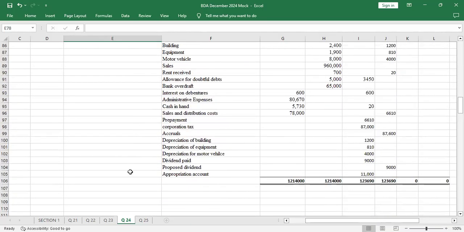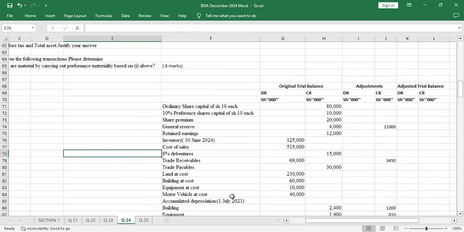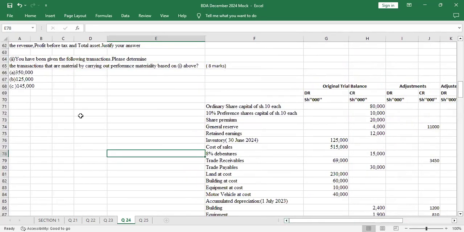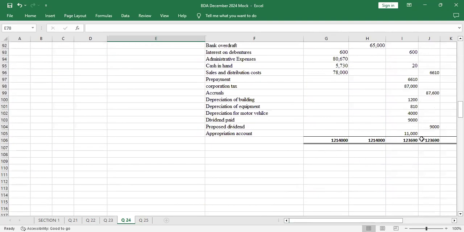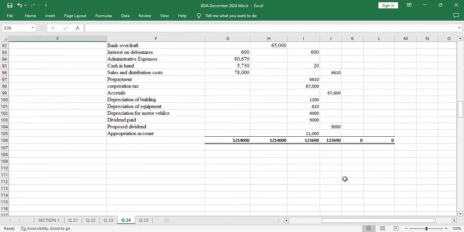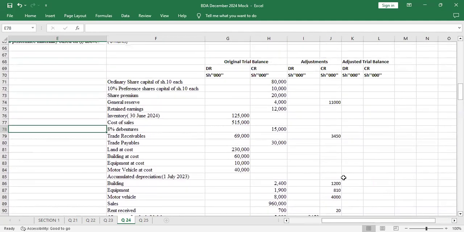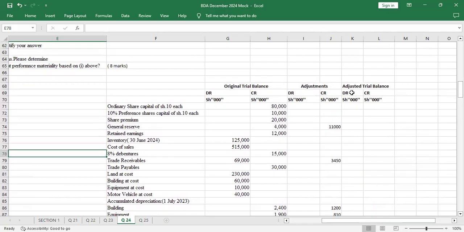And that brings us to the end of our adjustments, because the adjustments are the additional information. So we have adjusted, and you can see it's balancing at 123,690. So therefore, after doing the adjustment, now we can work out the adjusted trial balance. I'll start here. Ordinary shares was 80. And as you can see, there's preference all the way up to share premium. So I just drag up to share premium.